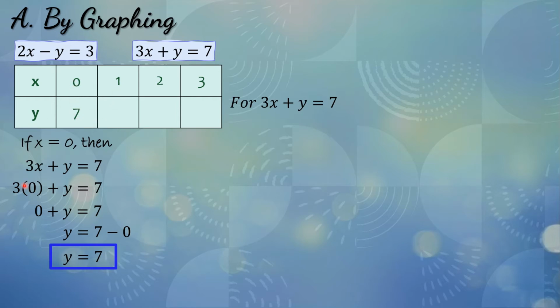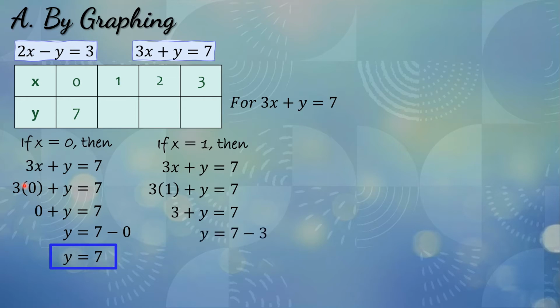Proceed tayo sa x coordinate which is 1. So if x is equal to 1, then 3x plus y is equal to 7. 3 times 1 plus y is equal to 7. So 3 times 1 is 3. Plus y equals 7. Transpose positive 3 to the right side. So that will be negative 3. And then 7 minus 3 is 4. And that is the value of y na magiging partner naman ng 1.